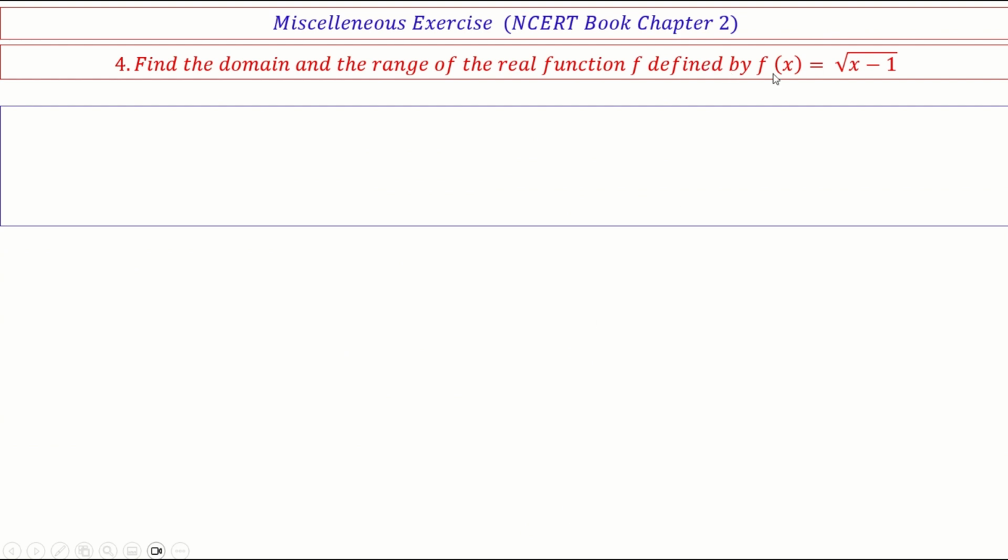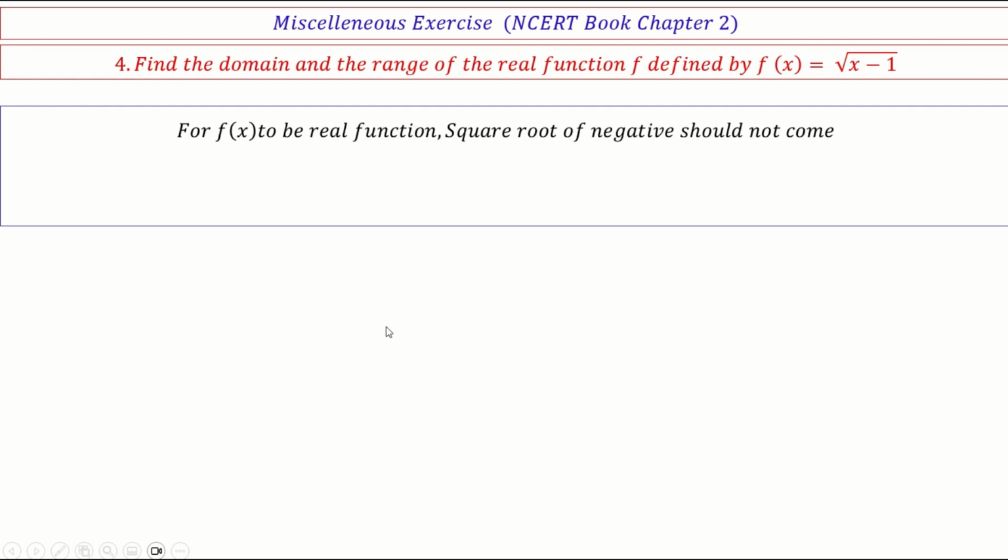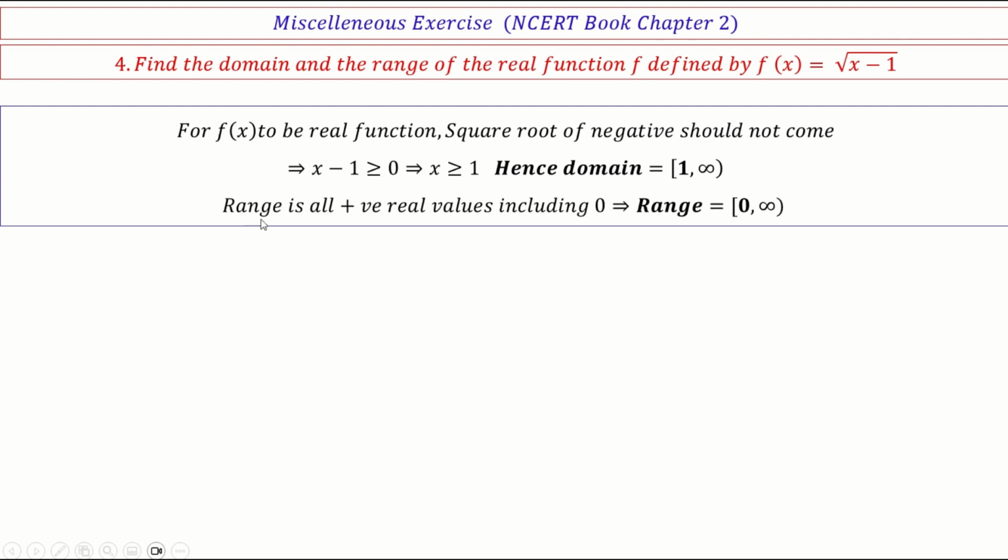Domain and range of the real function defined by f of x equal to square root of x minus 1. Again, the square root of a negative number is not defined. So that is the hint for you. So x minus 1 cannot be negative. X minus 1 should be greater than or equal to 0, which means x is greater than or equal to 1. So this is the domain here. You cannot have any other value. So the domain is 1 inclusive to positive infinity. This is the domain. So this is all real, all positive real values including 0.